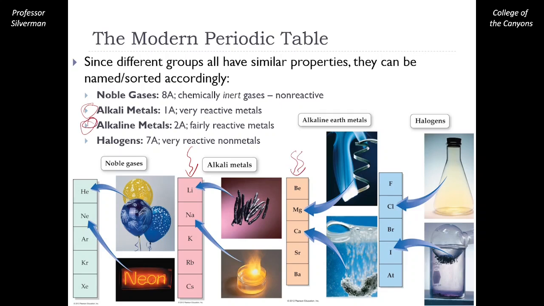Our second column, column 2, is the alkaline metals or the alkali earth metals. These are our semi-reactive metals. They react vigorously, but maybe not with the water in the air. Something like magnesium will burn very brightly, but it's stable in terms of the atmosphere.